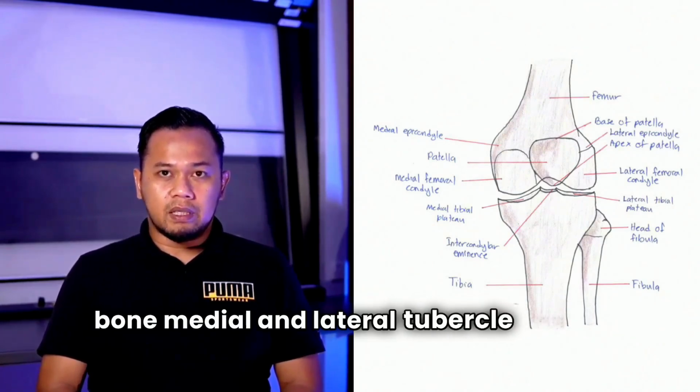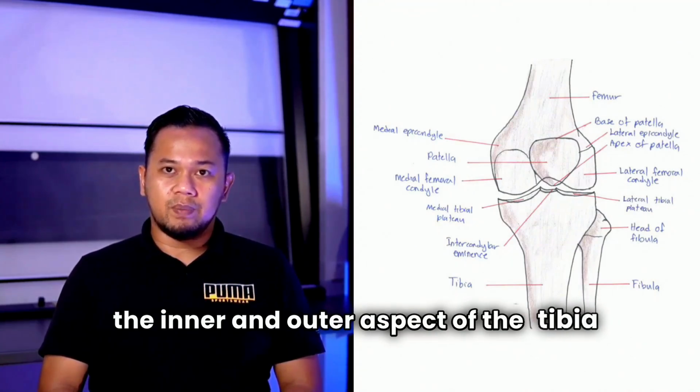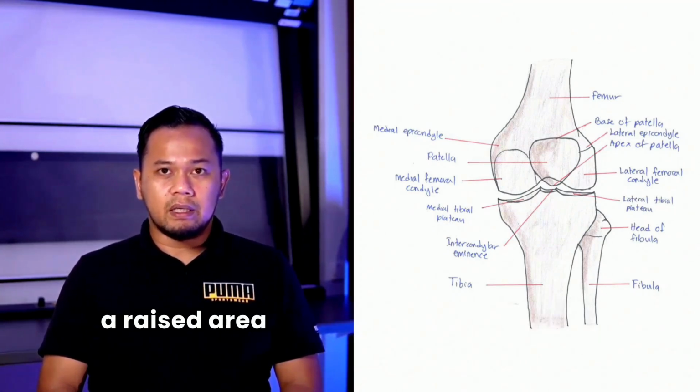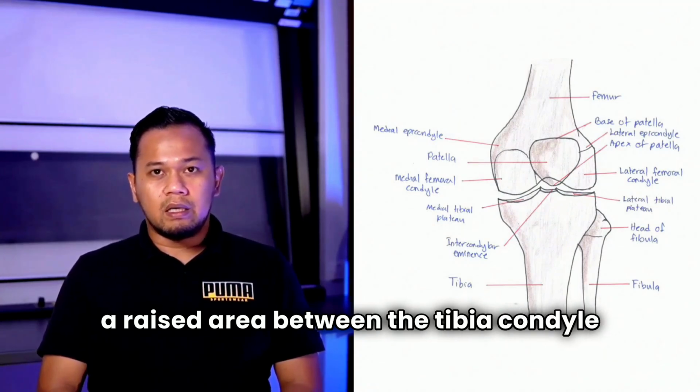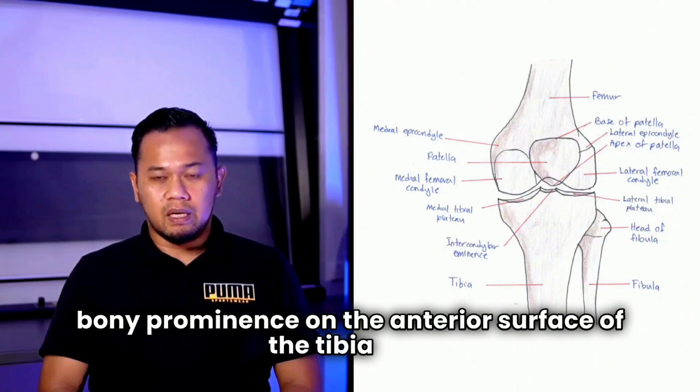Medial and lateral tubercle, a small bony prominence on the inner and outer aspect of the tibia. Intercondylar eminence, a raised area between the tibial condyles. Tibial tuberosity, the bony prominence on the anterior surface of the tibia.